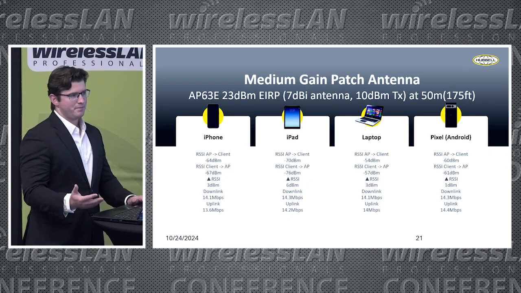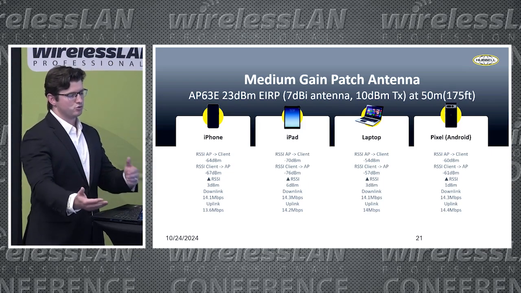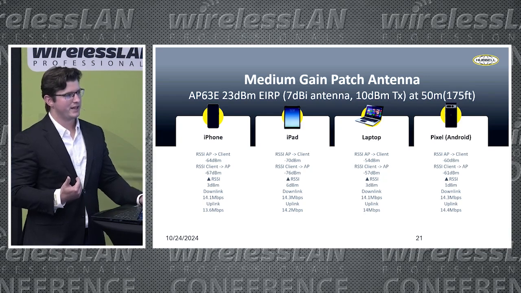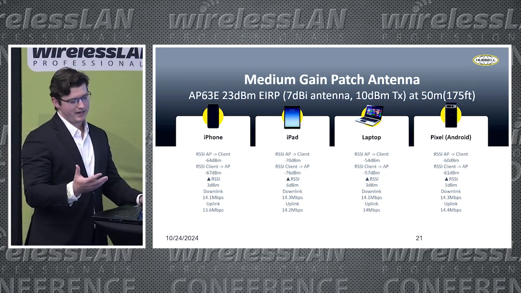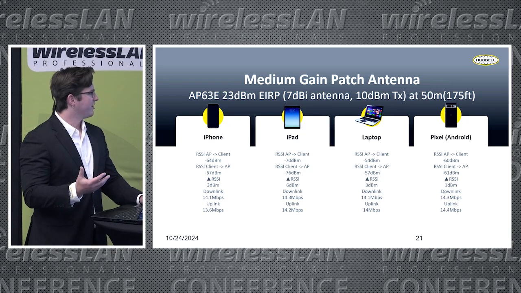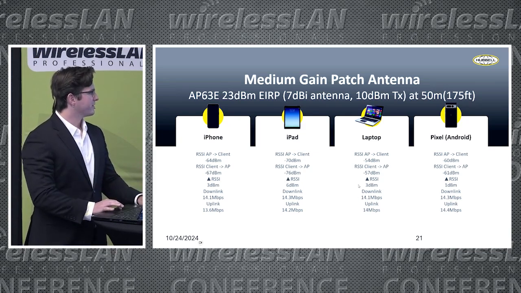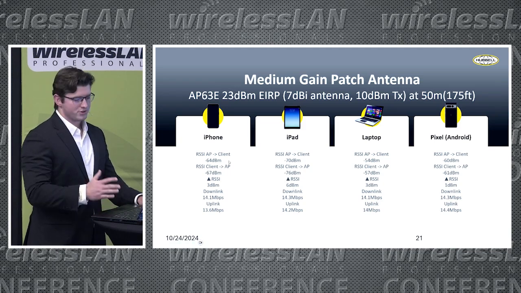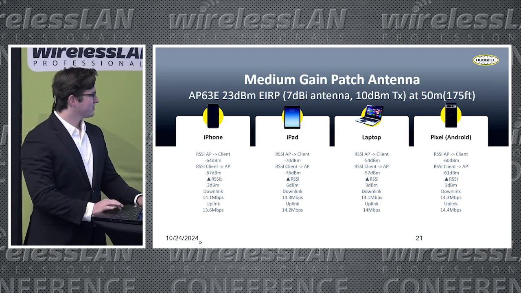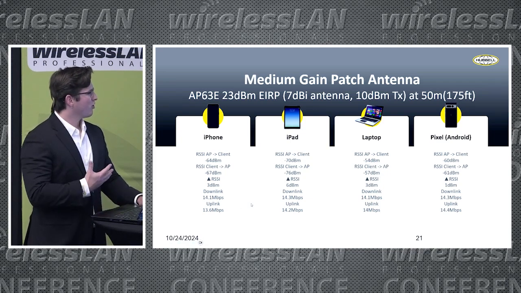Moving up to a median gain patch, so this is a 7 dBi patch, so again, dropping that transmit power level down on the AP, but increasing the antenna gain. We can see that the RSSI values stay roughly the same on the delta, but it dropped a little bit on the Pixel even. But the overall RSSI improved. And again, you'll notice that the up and down link are the same as the last test. This was more on me.